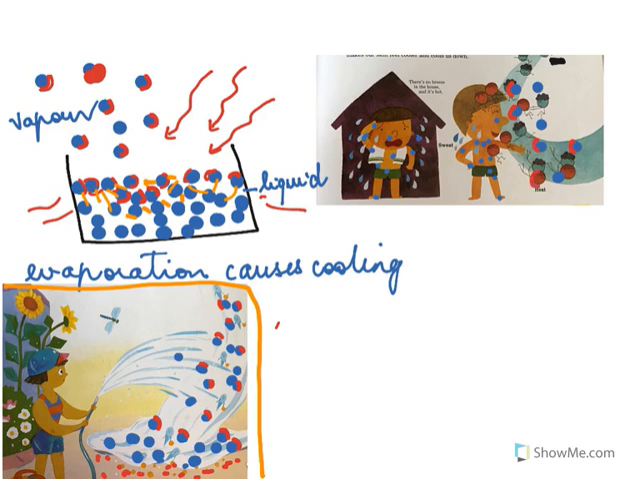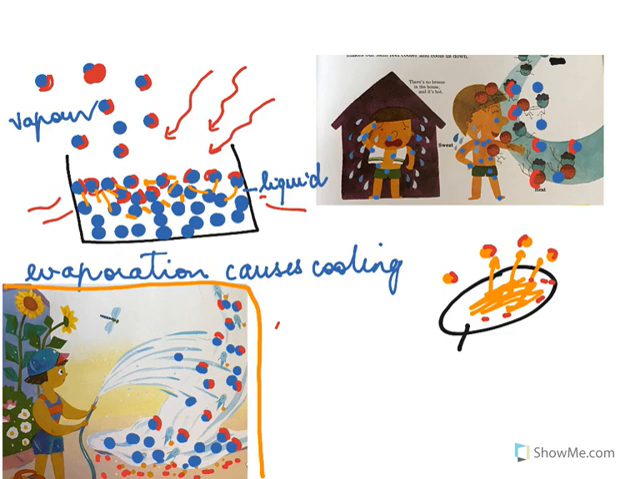Another example is when we put scent on our body, we feel cool. Suppose we put some scent here, we feel cool in this area, because the scent molecules, as they move out of the body, as they evaporate out, take along with them the heat from the body, and this area then feels cool.